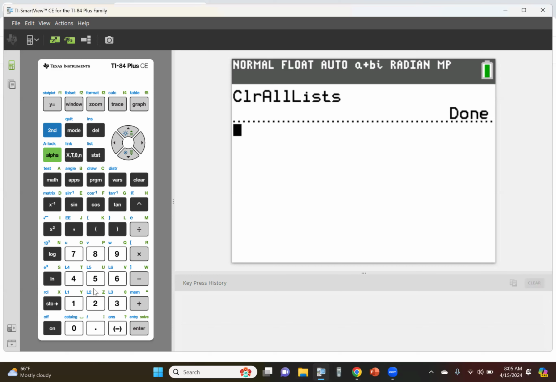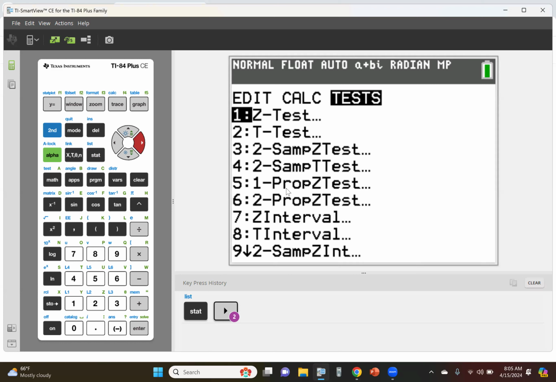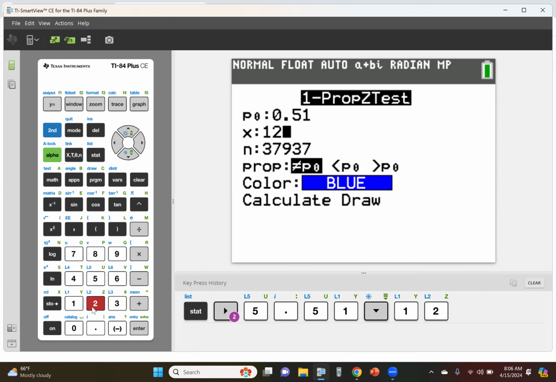So stat, test, a one proportion z-test is what, number 5? Okay, and my p sub 0 was the status quo. That's what you filled in for your null and your alternative hypothesis. So was that 0.51? 0.51. And they gave me some data, did they not? They told me that 121 out of the 202. So X is 121, N is 202.